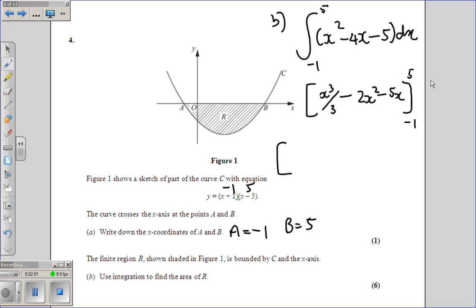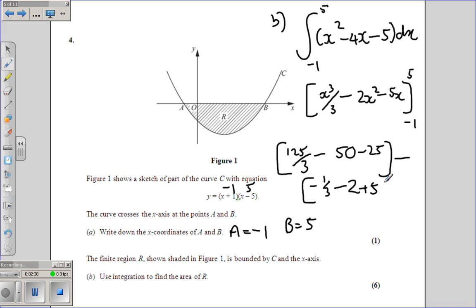So when we substitute 5 in, we'll get 125, because that's 5 cubed, over 3, minus 5 squared is 25, doubled is 50, minus 5 times 5, 25. That's the first bracket, and we're going to be subtracting this one under here. When we put -1 in, it's going to be -1 cubed, which is -1 over 3, minus a third. Take away -1 squared is 1 times 2 is 2, so we're taking away 2. And then 5 times -1 is -5, but you're taking it away, so it'll be that.